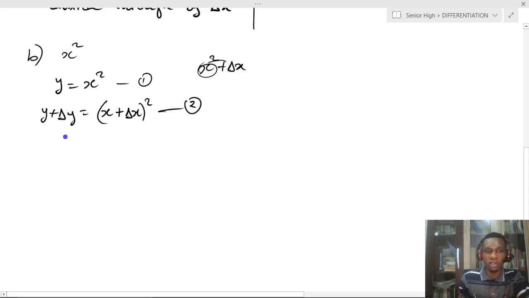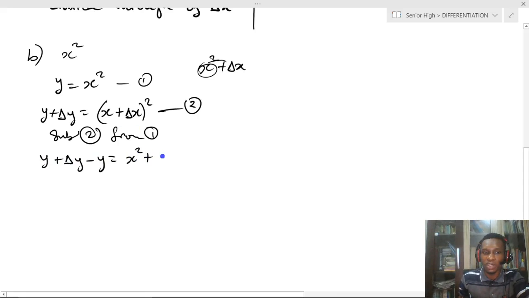Now continuing, we can subtract equation 1 from equation 2. That will be y plus change in y minus y is equal to, let's open this one, x squared plus 2x change in x, and then plus change in x squared, that's delta x squared. Then minus x squared. This minus x squared came about because I'm subtracting equation 1 from equation 2.